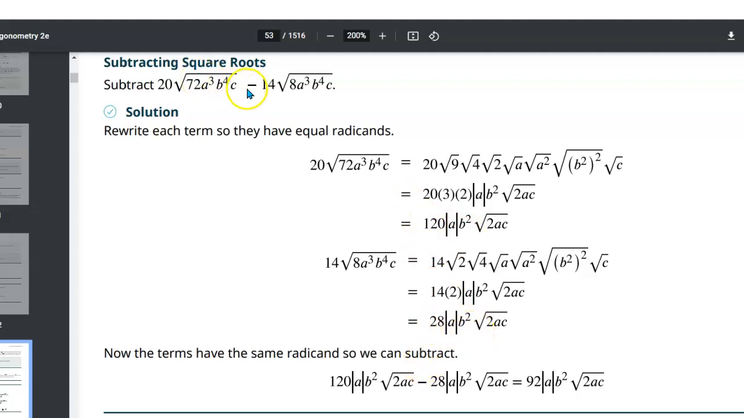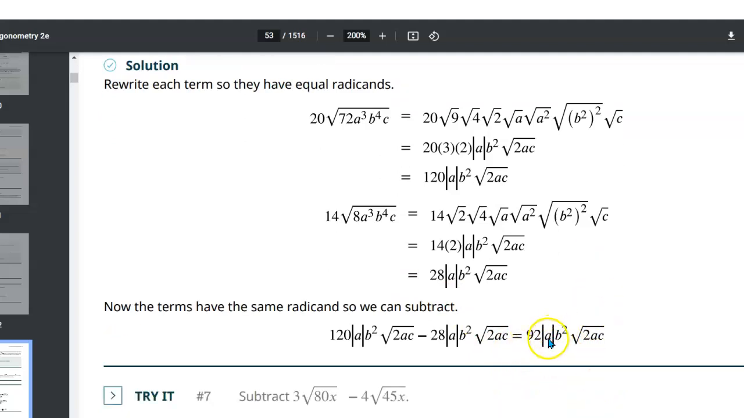And now we're subtracting them, right? 120 minus 28 is 92 here, right? So we get 92 times this ugly term here, right? So we get 92, just regular A, times B squared times the square root of 2AC.